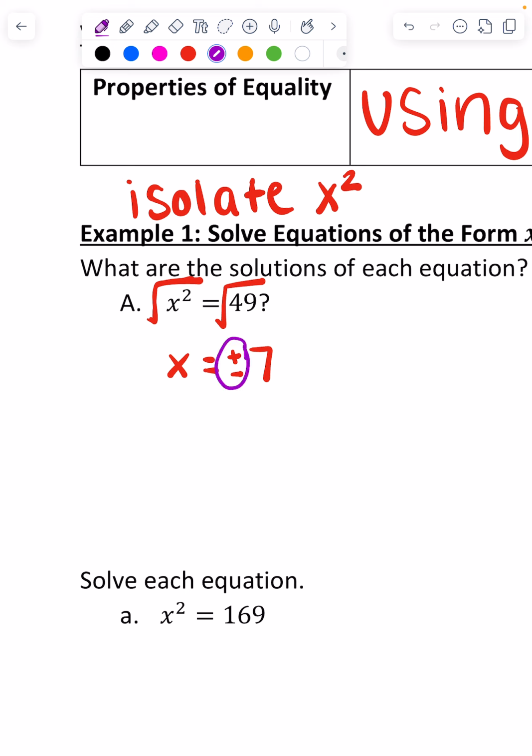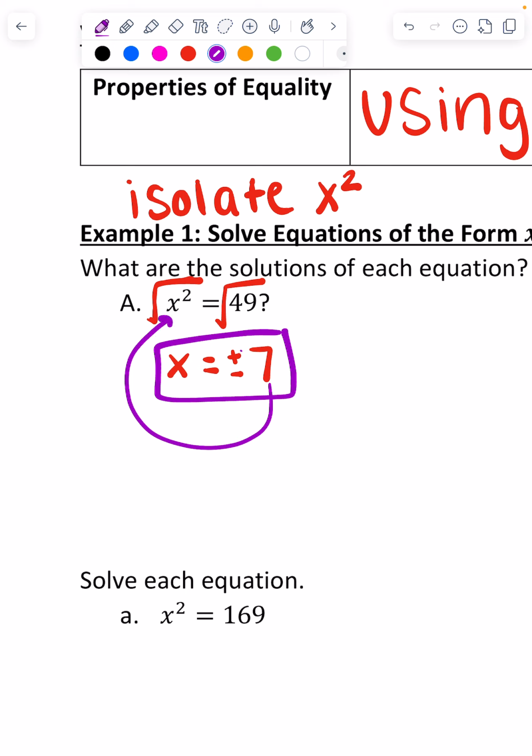We call this a plus or minus, and we put the little plus on top, little minus on bottom, and that just shows that we have 2 answers. The answer here could be positive 7 or it could be negative 7. When I plug that number back in for x, both positive 7 and negative 7 squared get me to 49. We will have a plus or minus in every one of our answers.